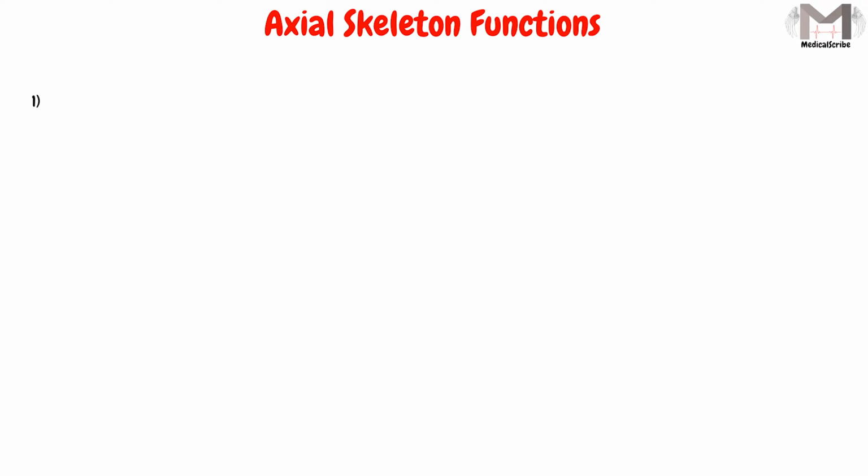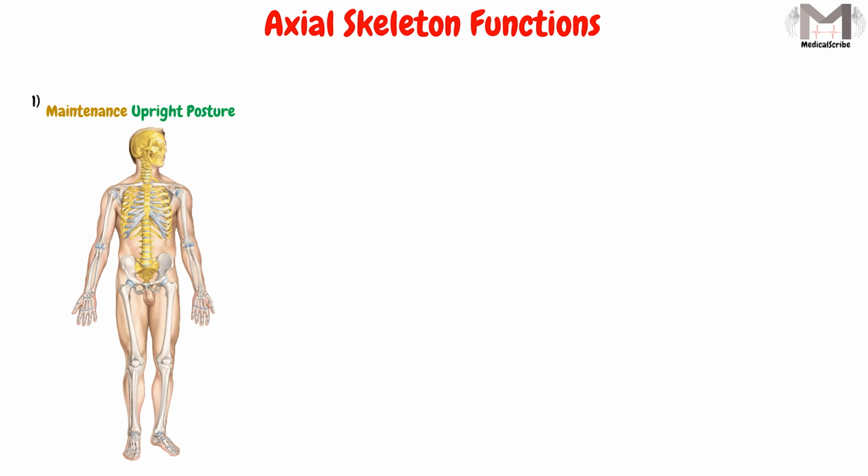Alright, now we will take a look at the axial skeleton functions in general. These functions should be understood because they will clarify the importance of this type. The first function, which is extremely important, is that the axial skeleton will maintain the upright posture of the human. That means the human general shape and its upright posture will be maintained by this skeleton, because this skeleton will transmit the weight from the head, the trunk, and the upper extremities down to the lower extremities.